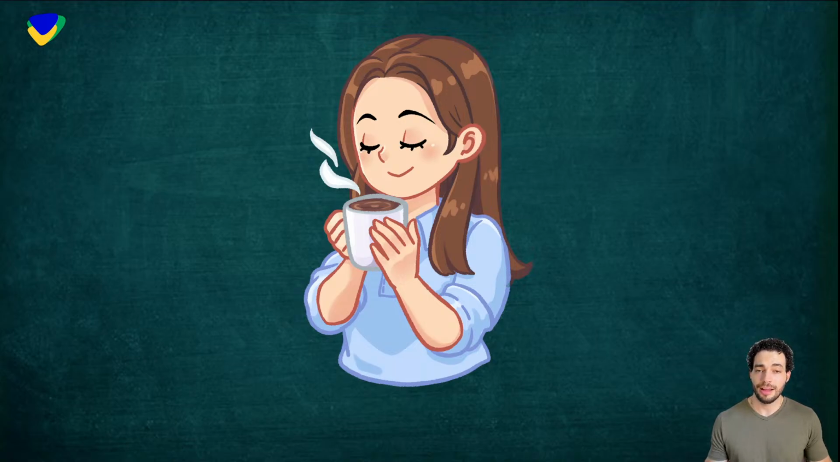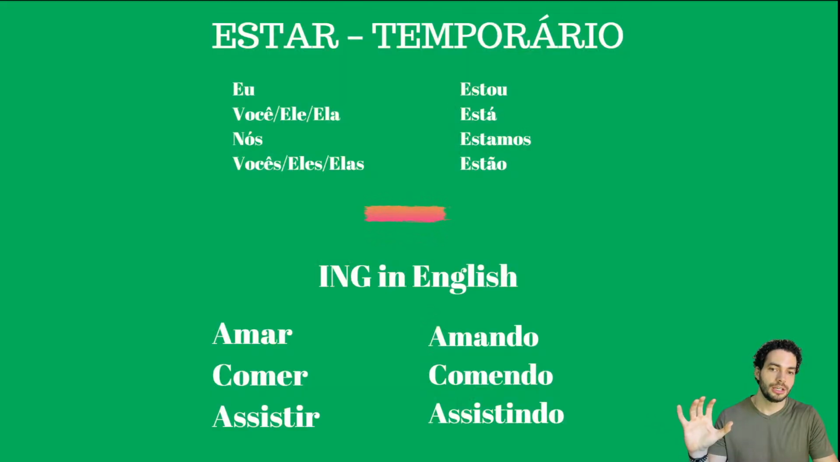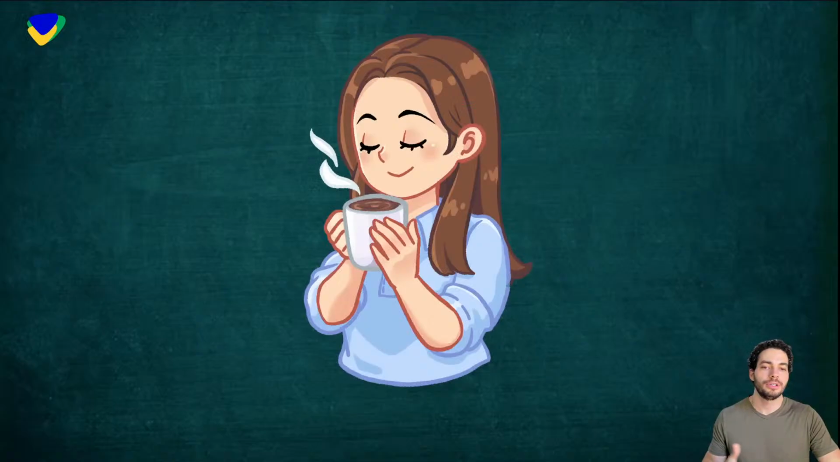So, I am, temporary one. Eu estou drinking. To drink is beber. So I just need to convert beber into bebendo. Instead of beber, the ER will become endo at the end. So I am drinking. Eu estou bebendo café. That's it, Ellen. That's correct. Eu estou bebendo café. I'm drinking coffee.